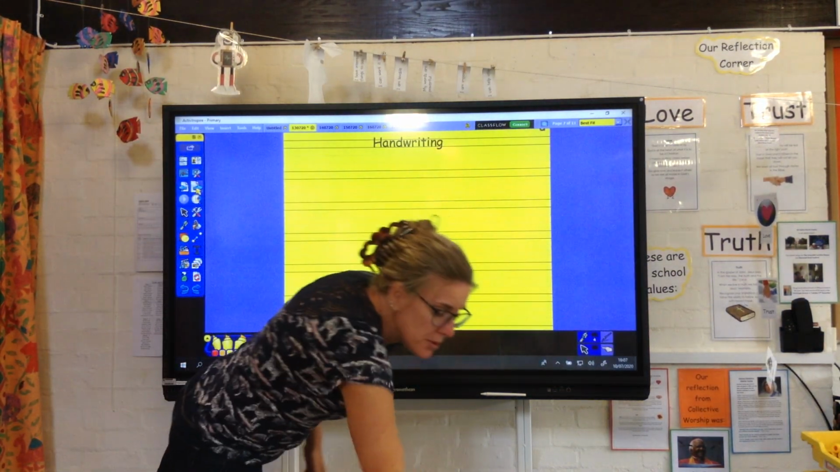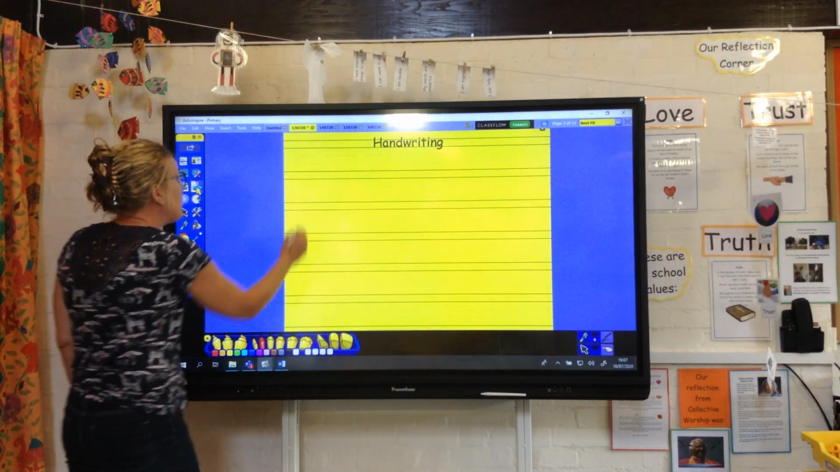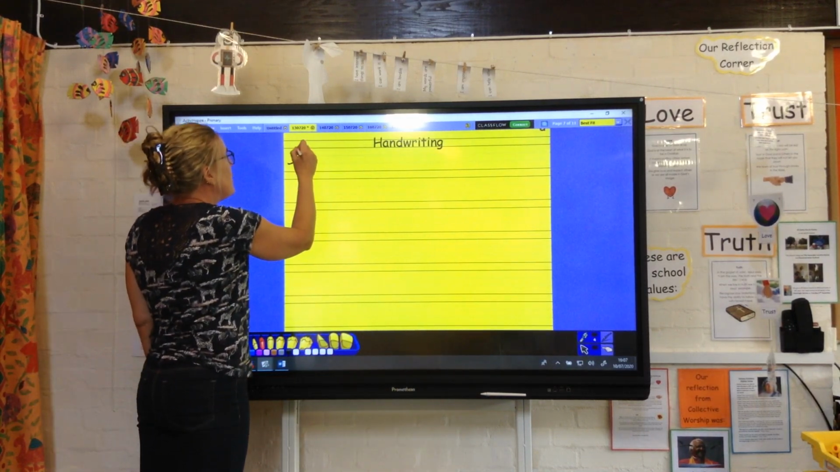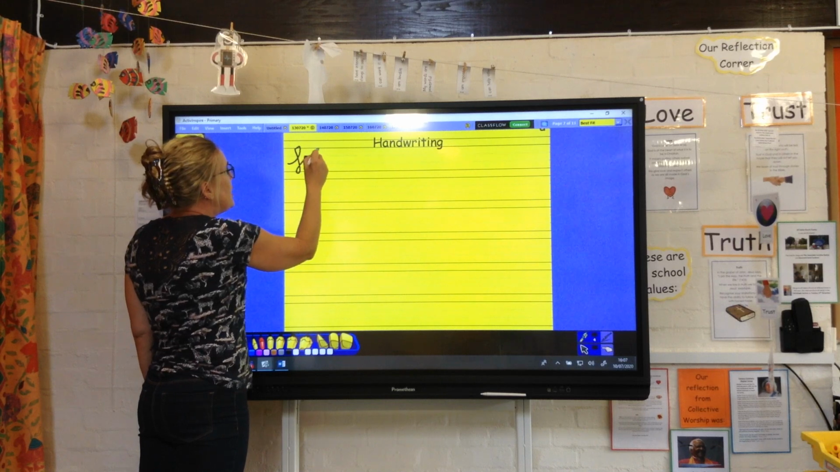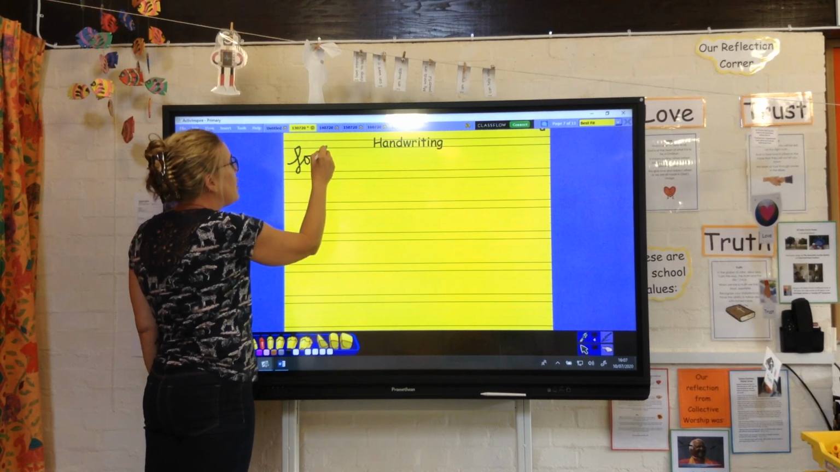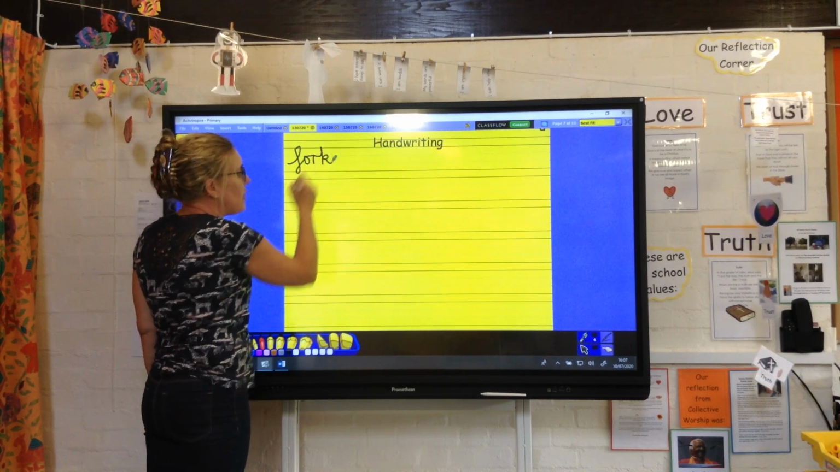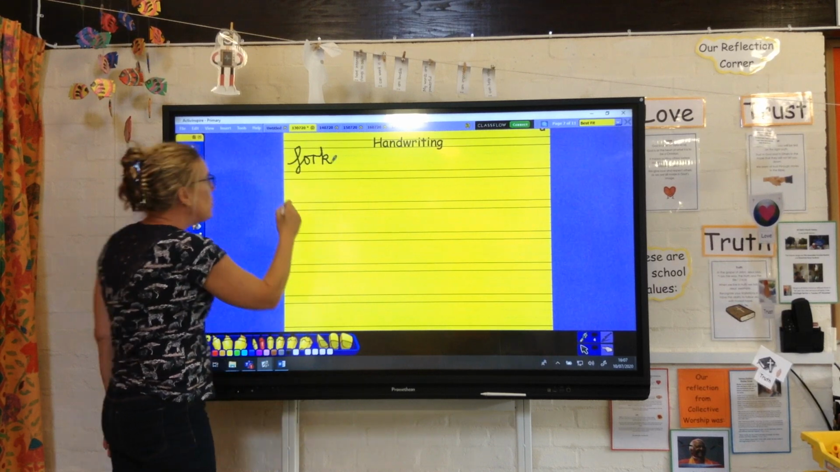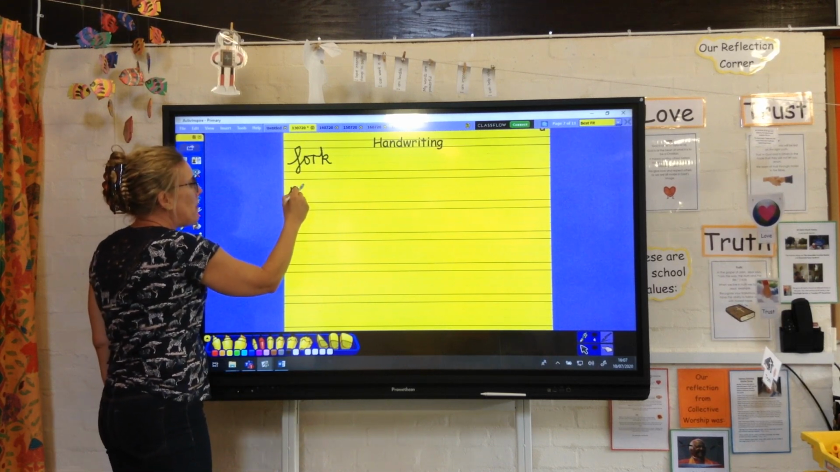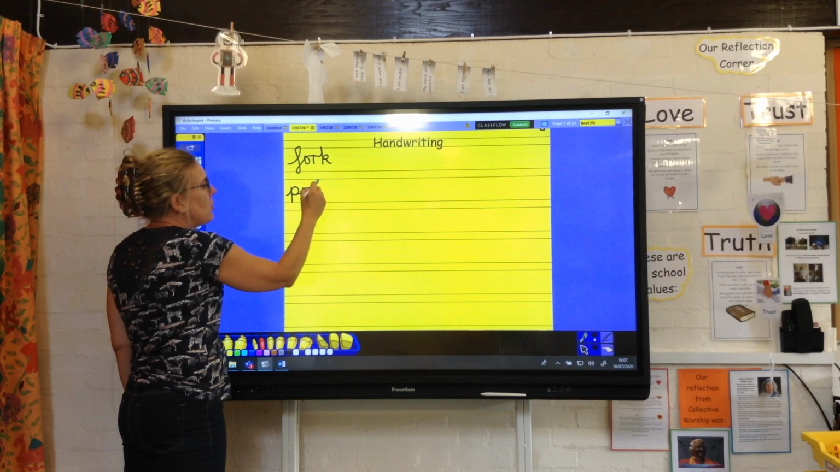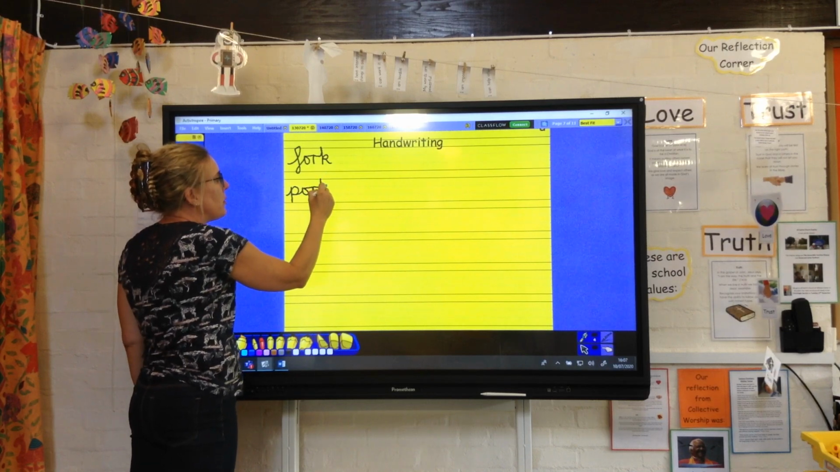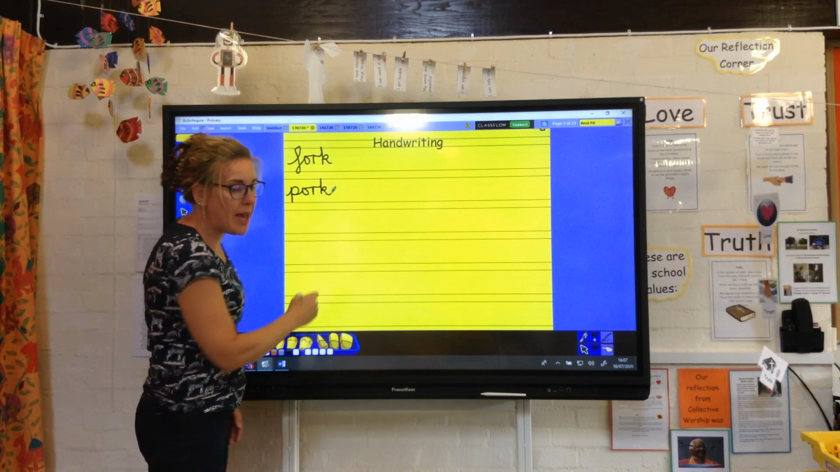Handwriting today, we are going to write some OR words. So we are going to start with fork, so the F, tall and low, into the O and the R, off of the R, all the way up, down and round into the K. Pork, P, again remember P is that low letter. When you come off of the R, it's all the way up, round into the K.